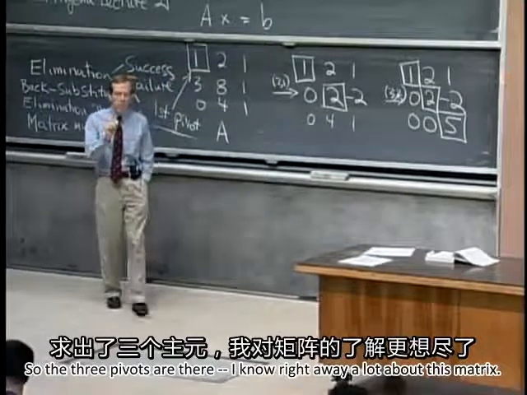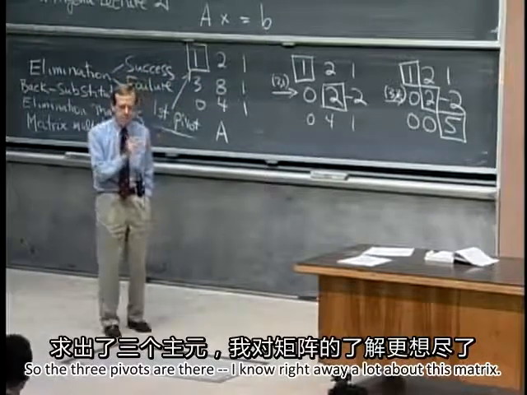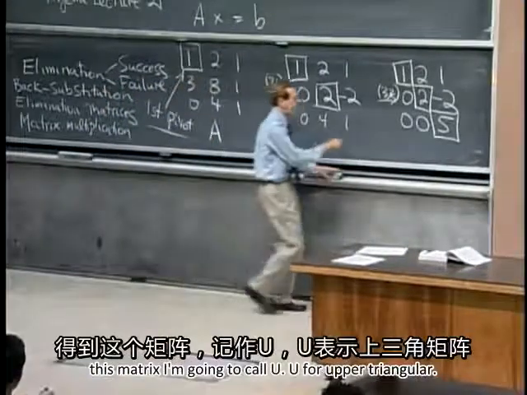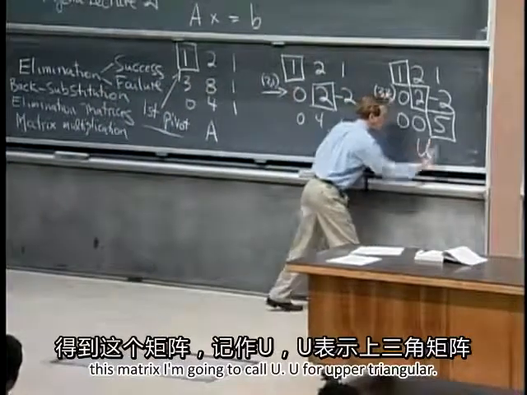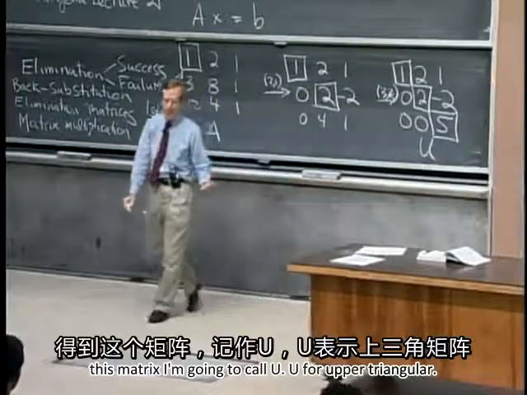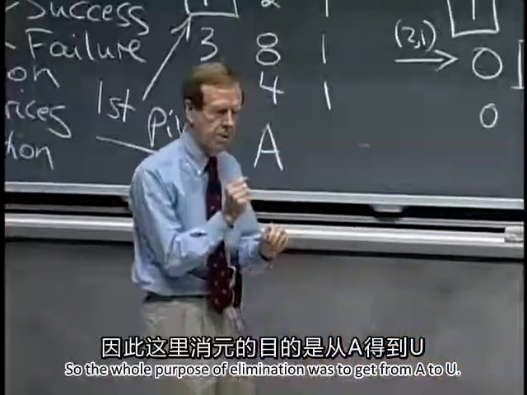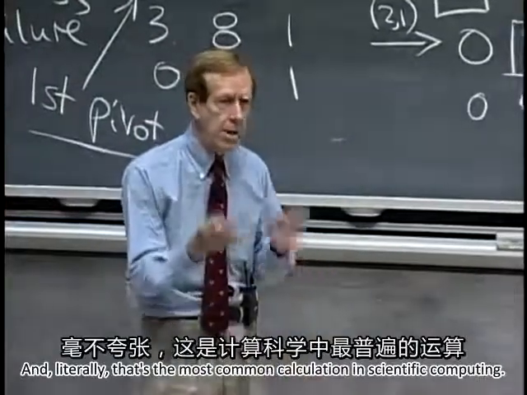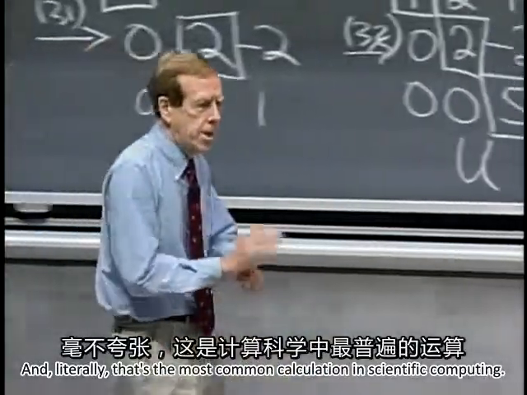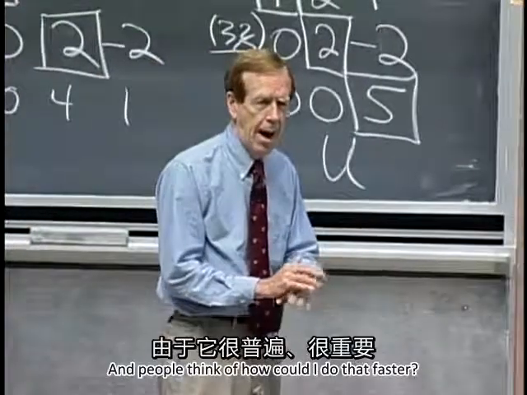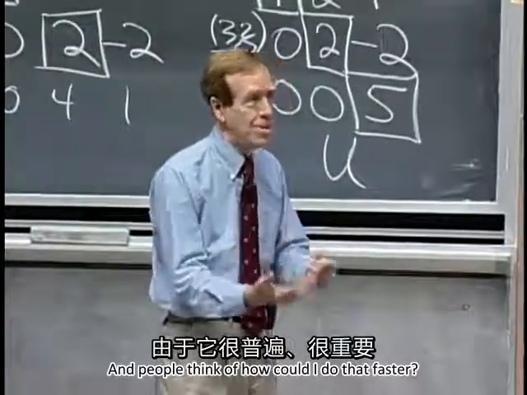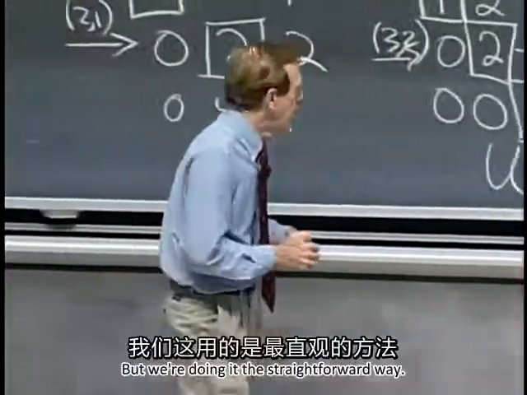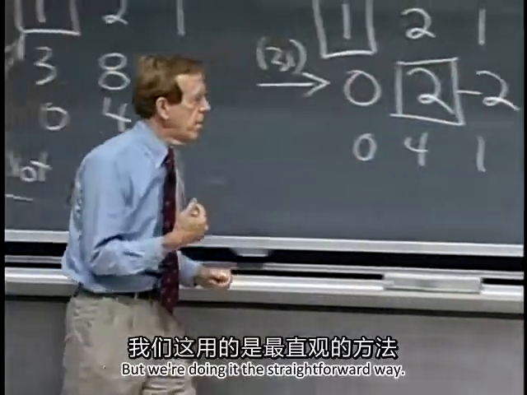I know right away a lot about this matrix. This elimination step from A, this matrix I'm going to call U. U for upper triangular. So the whole purpose of elimination was to get from A to U. And literally, that's the most common calculation in scientific computing. And people think of, how could I do that faster? Because it's a major, major thing. But we're doing it the straightforward way.